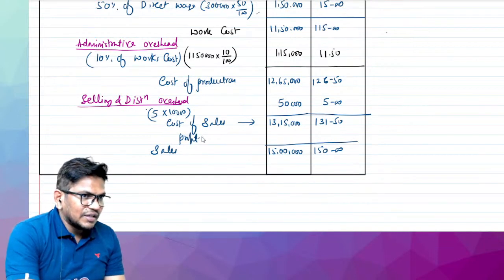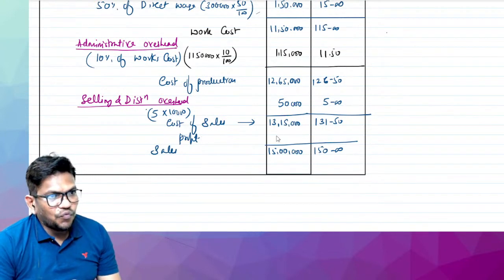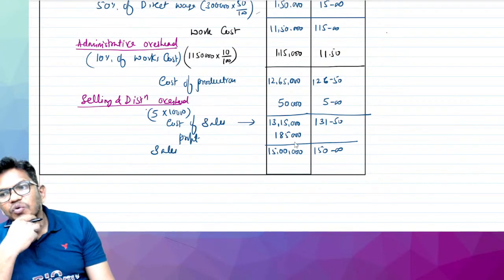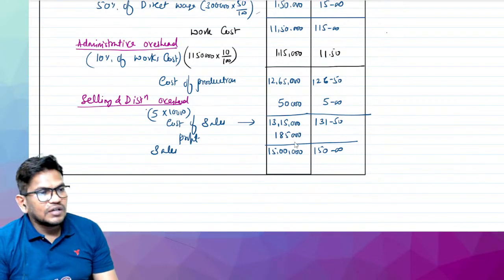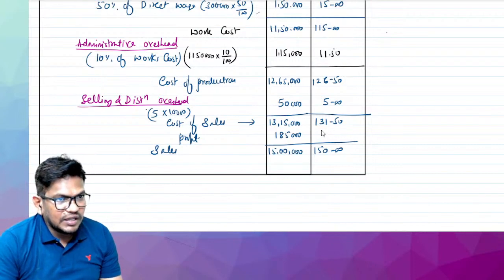So tell me what is your profit? Very simple. 13 lakh 15,000 minus 15 lakh. That comes 1,85,000 is your profit. 1,85,000 profit. And cost per unit: 150 minus 131.5, that is 18.5.